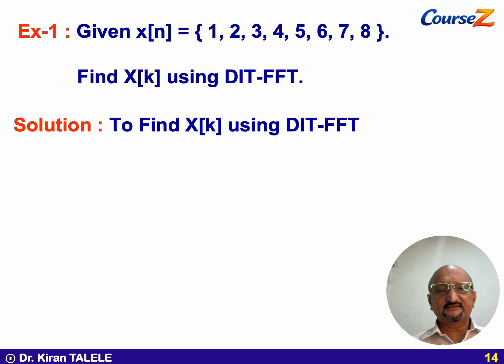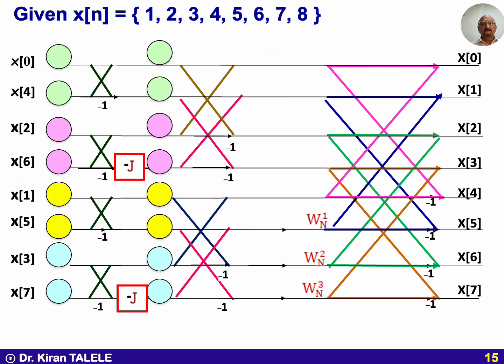Let's take one example on this. x of n is 1, 2, 3, 4, 5, 6, 7, 8, 8 values. We want to find X of k using DITFFT. X of k using DITFFT we'll have to calculate. So x of 0 is 1, x of 1 is 2. Always go in order of x of n. x of 2 is 3, x of 3 is 4, and so on.